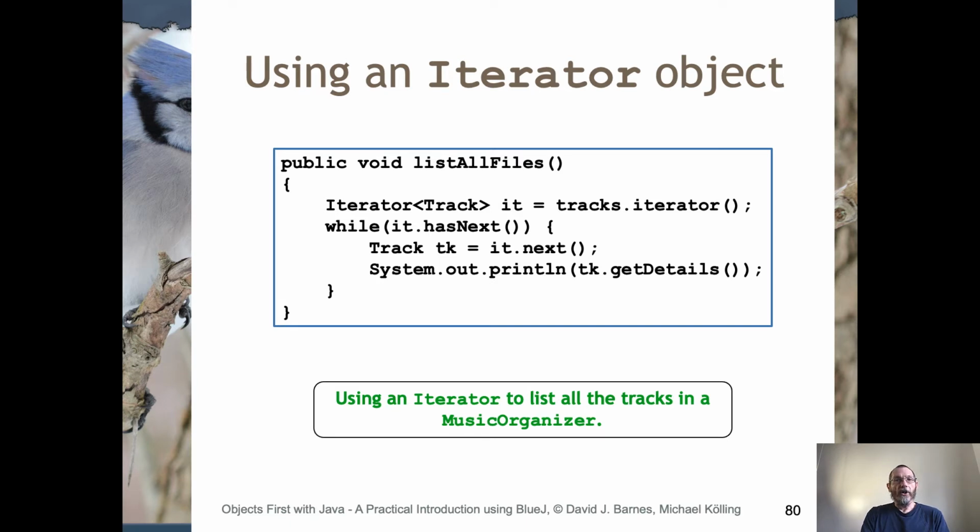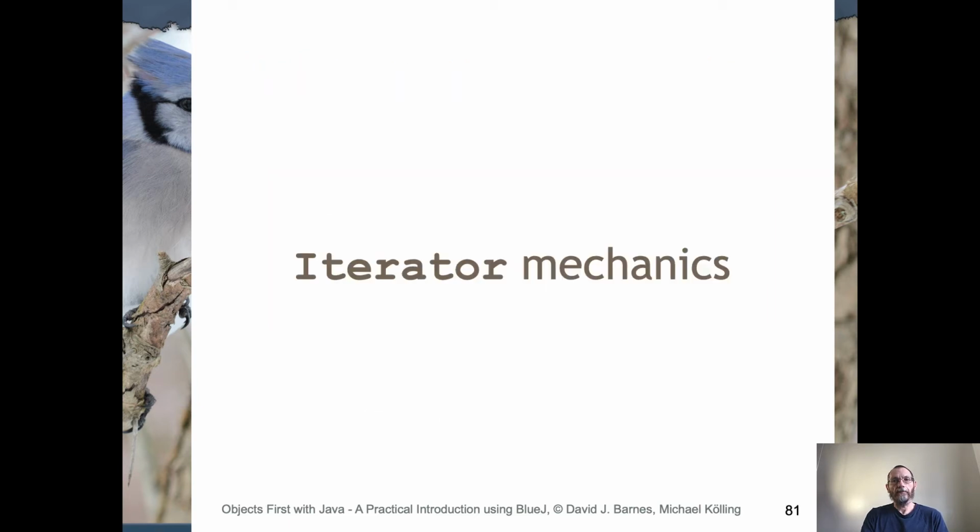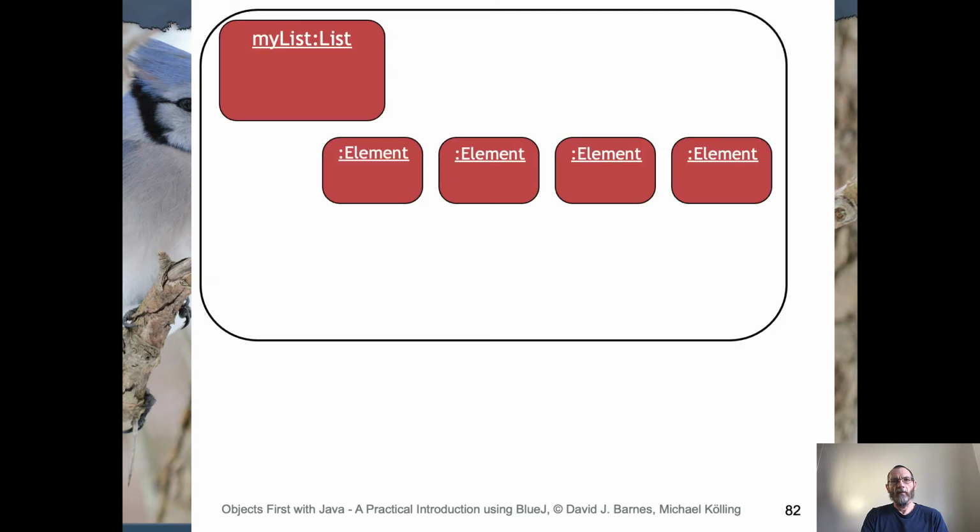We'll see some more examples shortly, but let's think about and try and understand the mechanics of how iterators work, because that will give a better understanding for how to use the hasNext and next methods. So here's a visualization of what we might see as being a collection of objects of type element. And our goal is to iterate over all of those items that are stored in the collection.